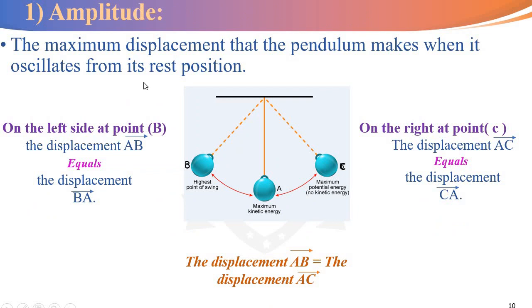First, amplitude. In the simple pendulum, the maximum displacement that the pendulum makes when it oscillates from its rest position on the left side is at point B. The displacement AB is equal to the displacement BA. Also, on the right at point C, the displacement AC equals the displacement CA. So the displacement AB will equal the displacement AC.